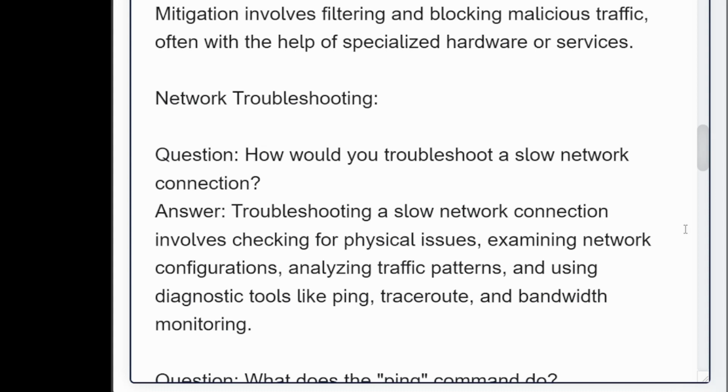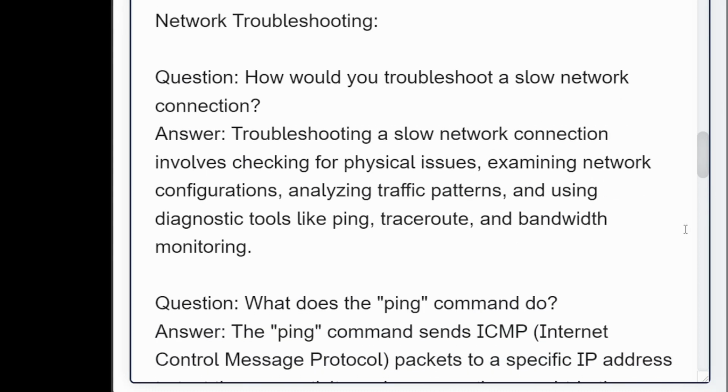Network troubleshooting. Question: how would you troubleshoot a slow network connection? Answer: troubleshooting a slow network connection involves checking for physical issues, examining network configurations, analyzing traffic patterns, and using diagnostic tools like ping, traceroute, and bandwidth monitoring.